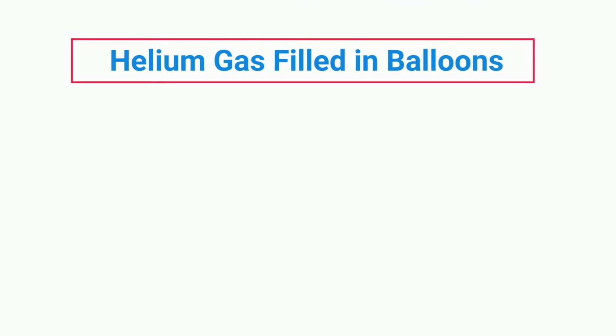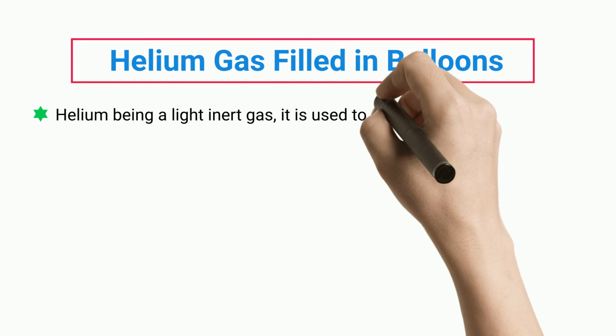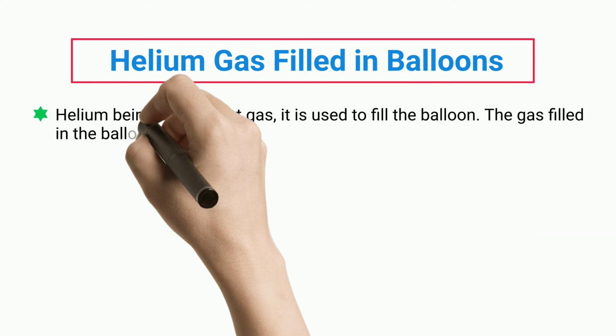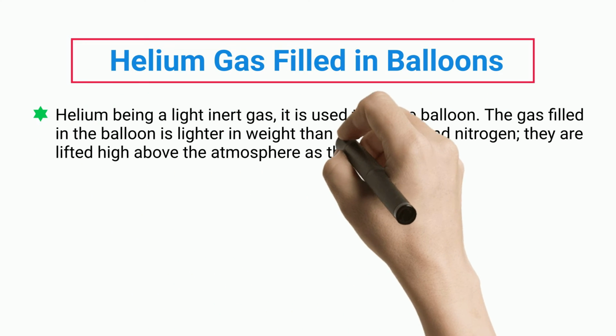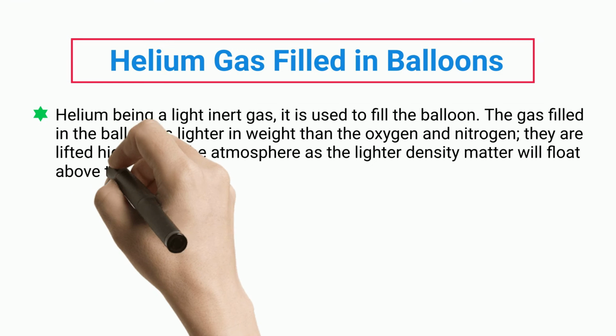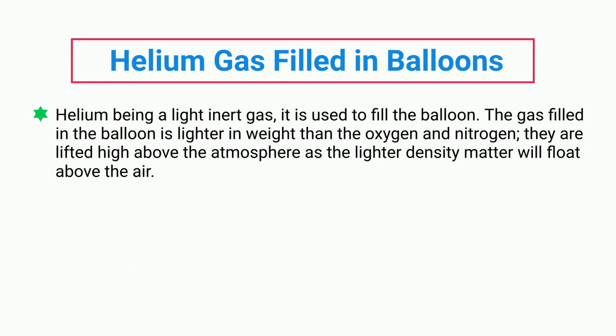Helium gas filled in balloons. Helium being a light inert gas, it is used to fill the balloon. The gas filled in the balloon is lighter in weight than the oxygen and nitrogen. They are lifted high above the atmosphere, as the lighter density matter will float above the air.